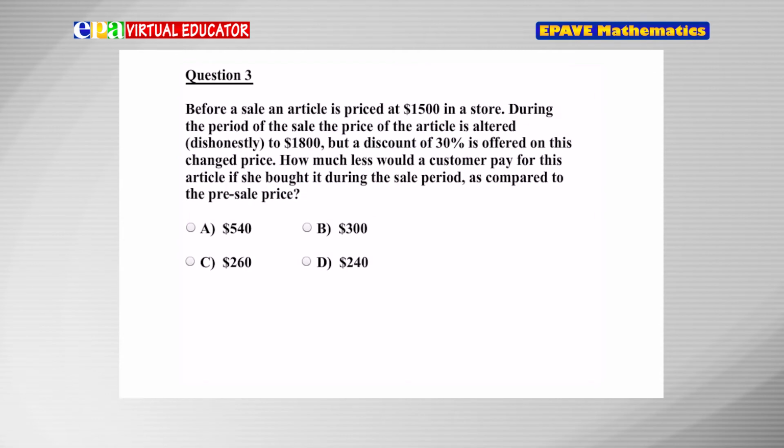Before a sale, an article is priced at $1,500 in a store. During the period of the sale, the price of the article is altered to $1,800, but a discount of 30% is offered on this changed price. How much less would a customer pay for this article if she bought it during the sale period as compared to the pre-sale price? Would it be A, B, C, or D?